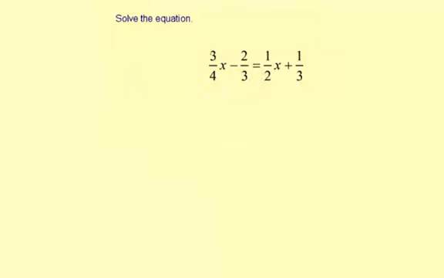Solve the equation 3/4 x minus 2/3 equals 1/2 x plus 1/3. I'm going to solve this equation two different ways, and then let's compare how those methods work out. My first method, I'm going to subtract 1/2 x from both sides.